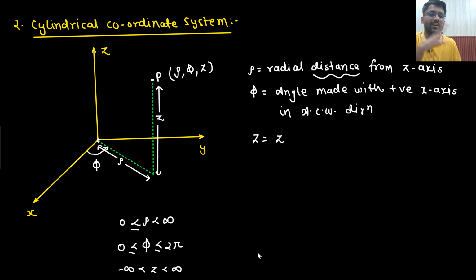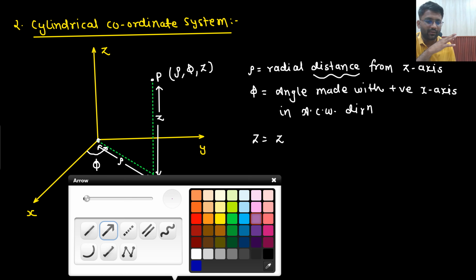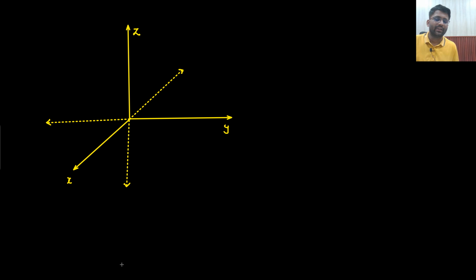This is how my cylindrical coordinate system would be completed, or I will be able to cover all the coordinates here. Any coordinate you take, let's just take any random other coordinate. Do I have the diagram for that? Yes, I have the diagram for that.